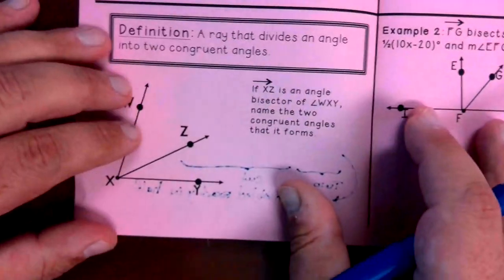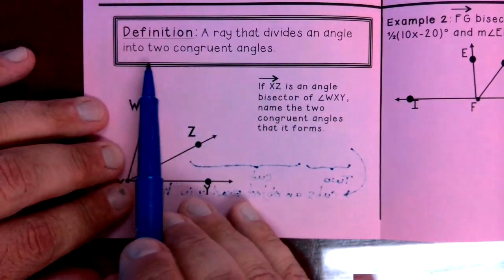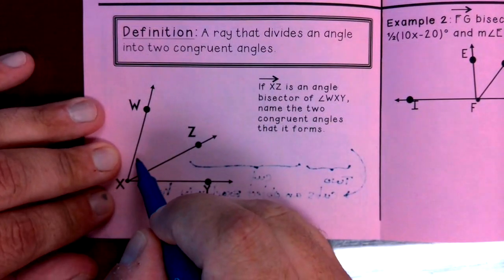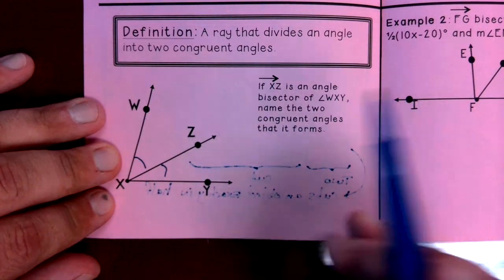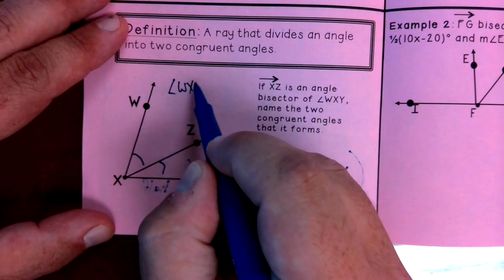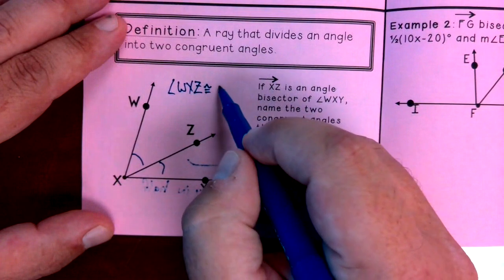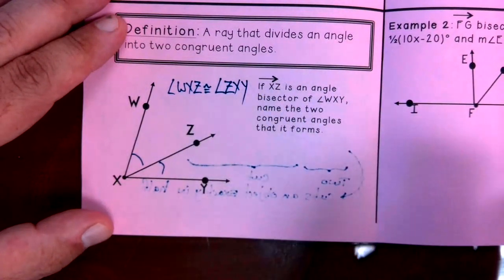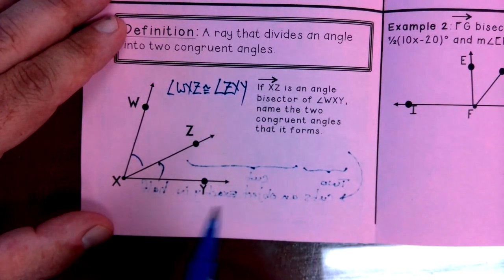And when we look inside here, we talk about the definition of an angle bisector, and it's a ray that divides an angle into two congruent angles. So these two pieces here will be the same. Okay, so angle WXZ will be congruent to angle ZXY. That's what a bisector does. It cuts it in half. So these two pieces are the same.